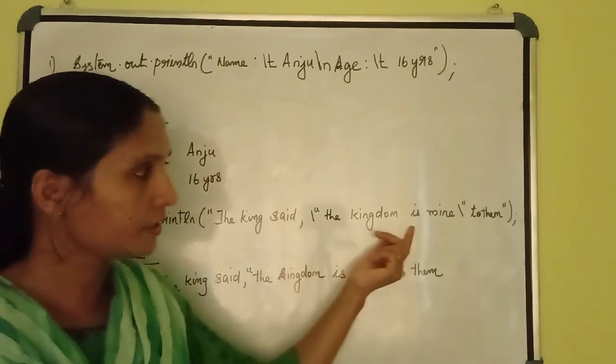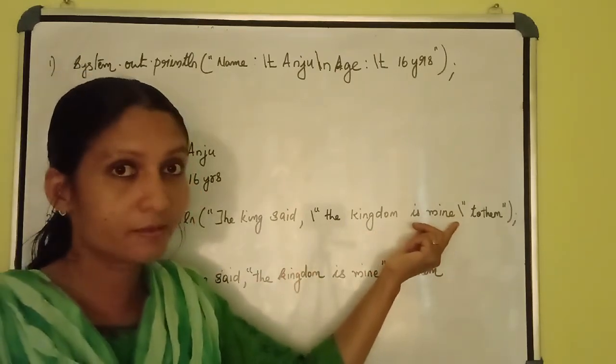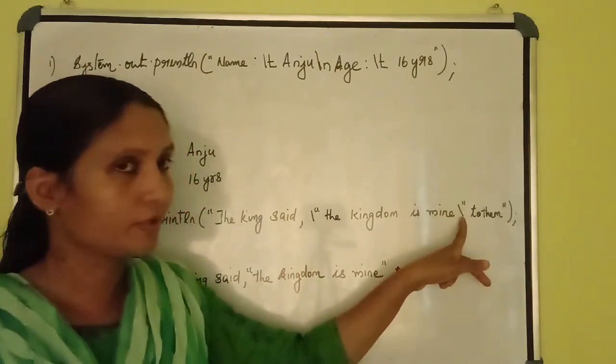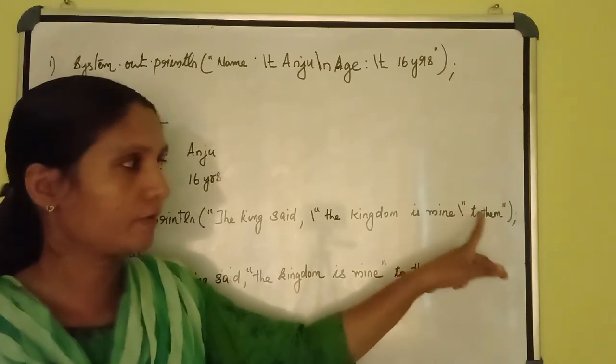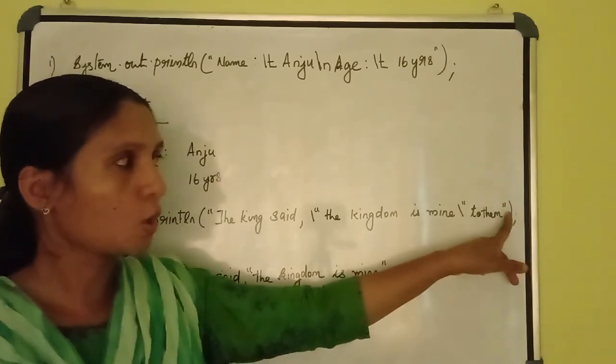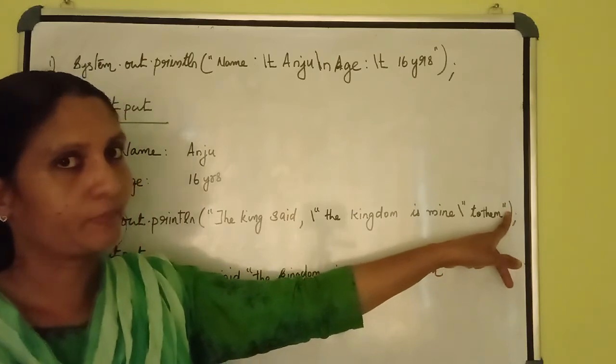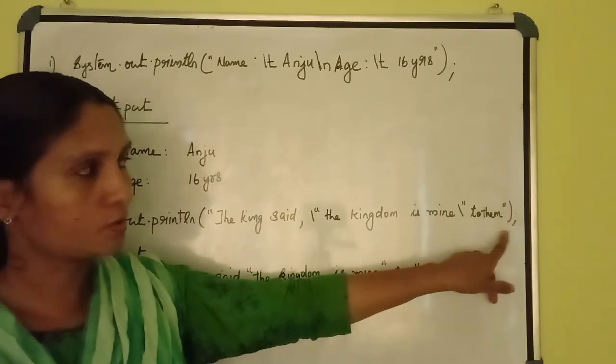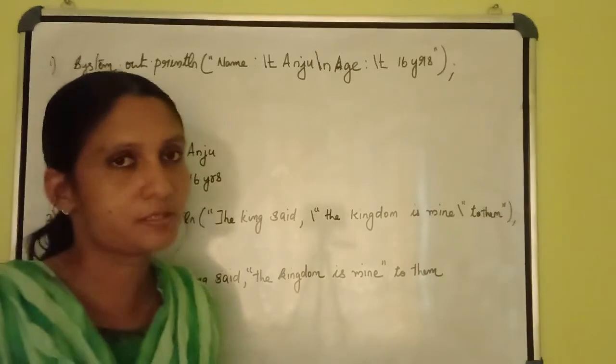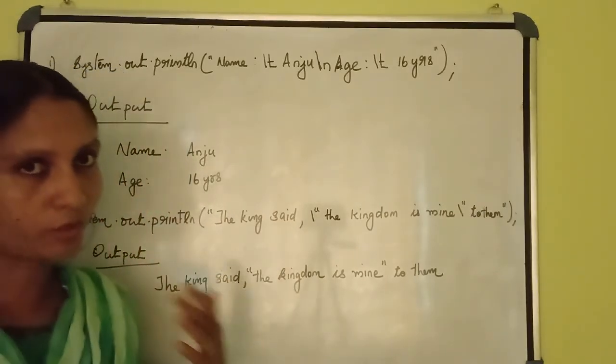And after this, "the kingdom is mine." After this also I need to print a double inverted comma. Then I have to give it like this, backslash double inverted comma. After that, I close with the double inverted comma, which will not be printed. To close this, a semicolon. This is the ending of the statement. Then how will the outcome come?